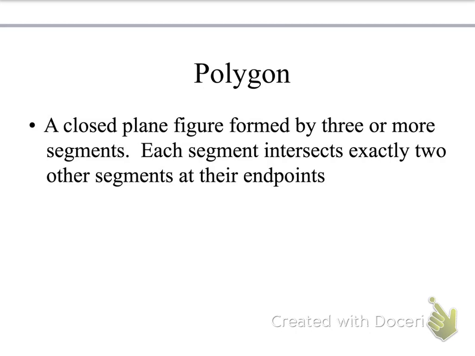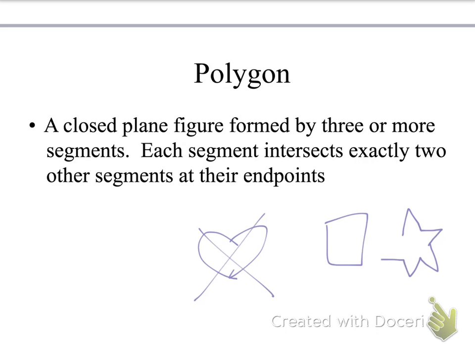Alright, in this video we're going to be talking about polygons, angles in polygons, and finding missing angles in polygons. So remember, polygons are closed figures that have three or more segments that have exactly two other segments as their endpoints. Remember, a heart is not a polygon because it has a curve, but we could do squares, we could do stars if I could draw a star. Okay, so as long as it doesn't have a curve and is closed, we can call it a polygon.